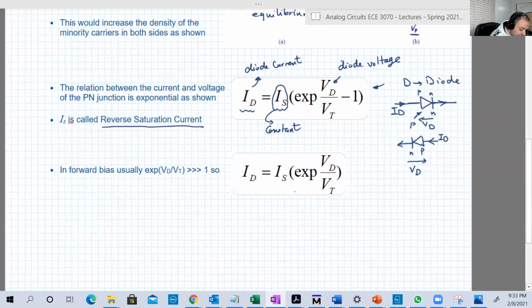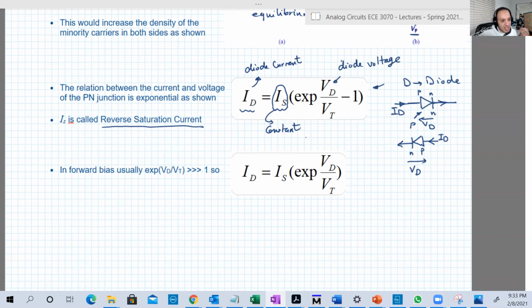This is an exponential relation, as you see here. So the relation between the current and the voltage is exponential. It's not linear, like Ohm's law, like a resistor. No, it's exponential. And that of course makes the analysis a little bit harder than Ohm's law or the normal circuits that we saw in our previous courses.